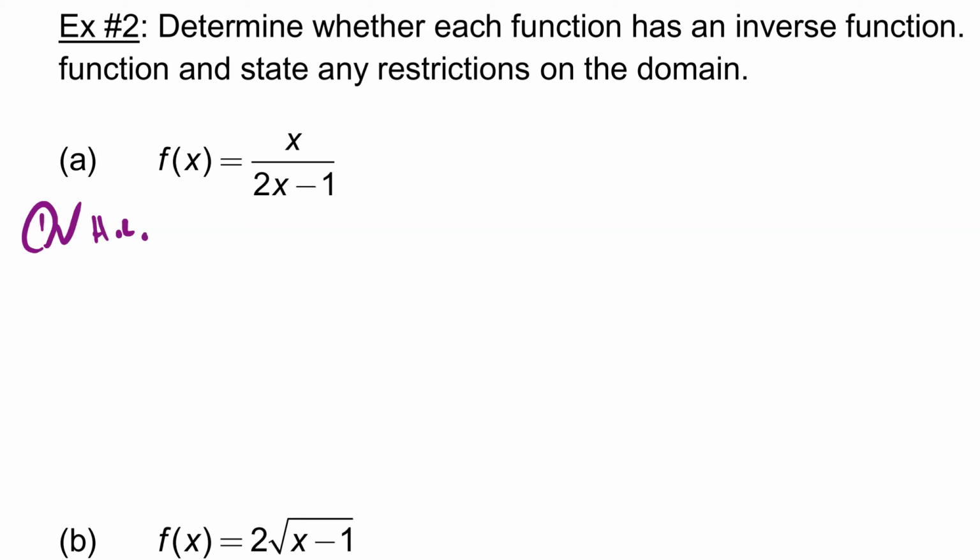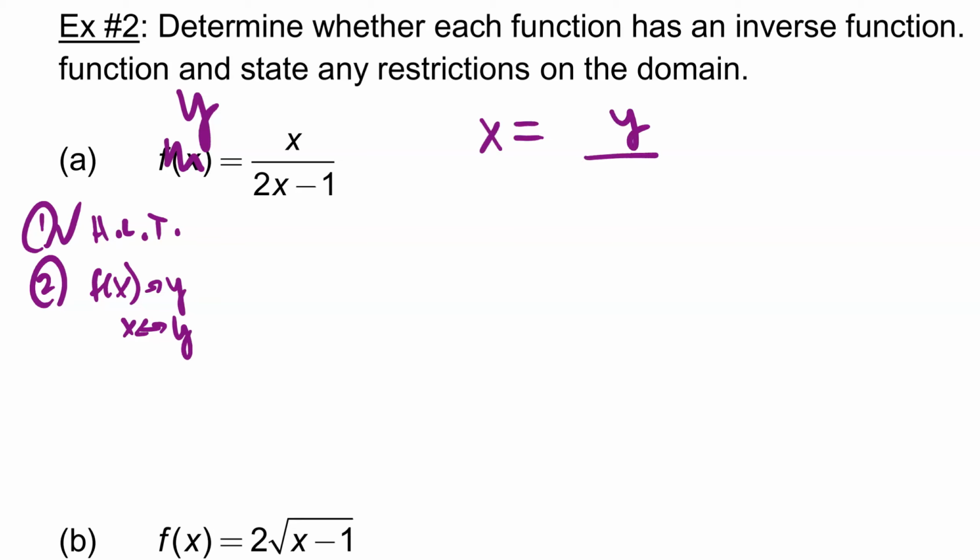Passes horizontal line test. Step 2. Step 2 says in the equation for f of x, replace f of x with y, and then you switch your x's and your y's. So I'm listing out the steps on the left side just so we see where we are. First step, replace this with y. And then everywhere there was a y, put an x. Everywhere there's an x, put a y. So, okay, I see x equals y over 2y minus 1.